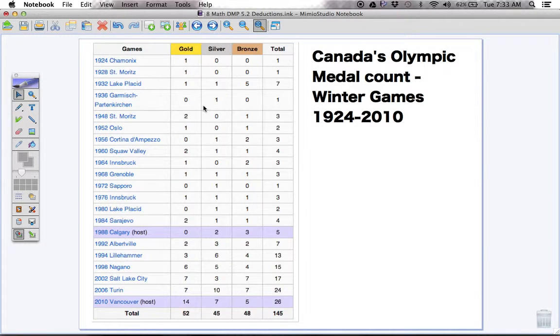We're going to take a look at some deductions and observations based on this. This is Canada's Olympic medal count for the Winter Games between 1924 in Chamonix and Vancouver in 2010. First observation, we can see that the greatest medal count for Canadian athletes in the Winter Games occurred in 2010 in Vancouver with 26 medals. That's a really complete deduction that I've made.